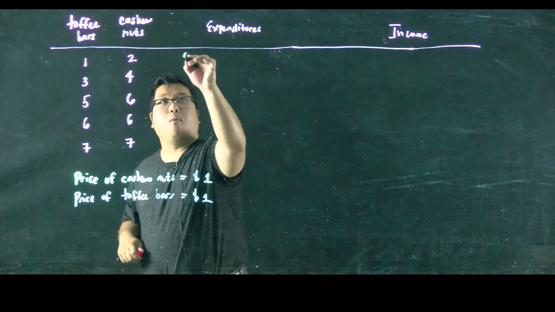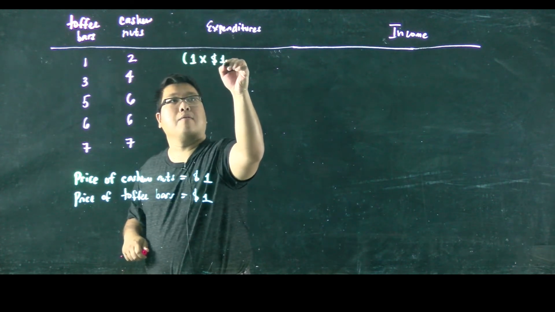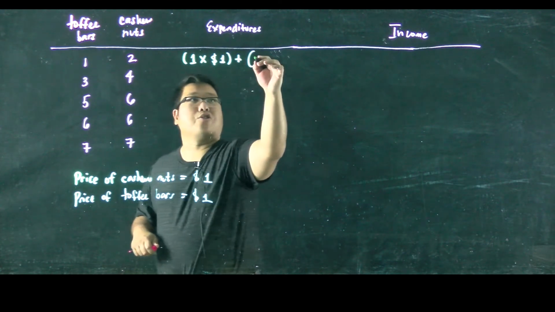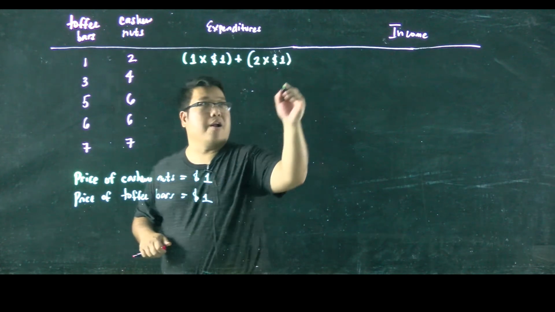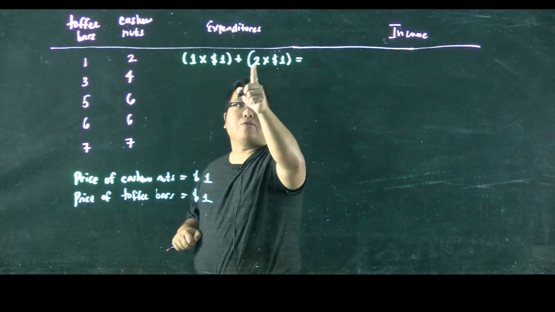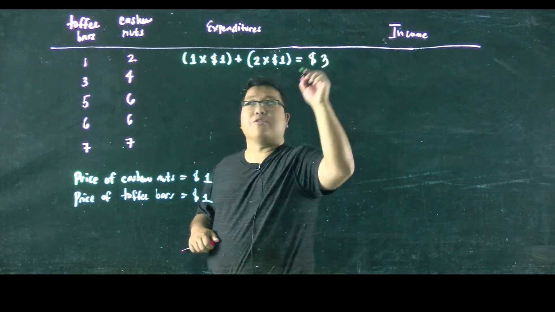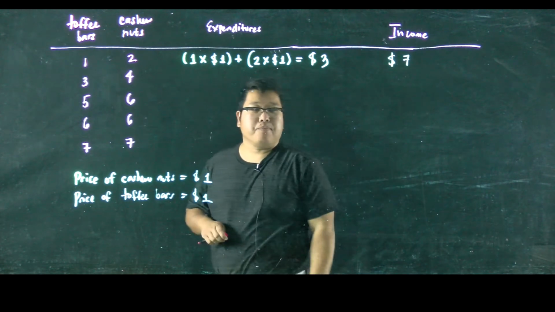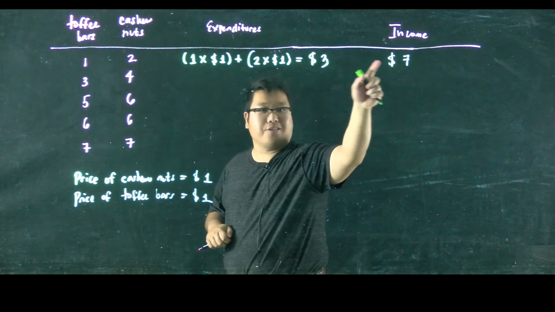We're going to multiply 1 unit of toffee bars times the price of the toffee bar. And similarly, we do it for cashew nuts. So we have here 2 times the price of cashew nuts, which is given here. And what we have is 1 times 1 is 1, plus 2 times 1, you have it equal to $3. Well, we know that our consumer has $7 to spend. So here, it clearly satisfies our budget. So it's well below $7.